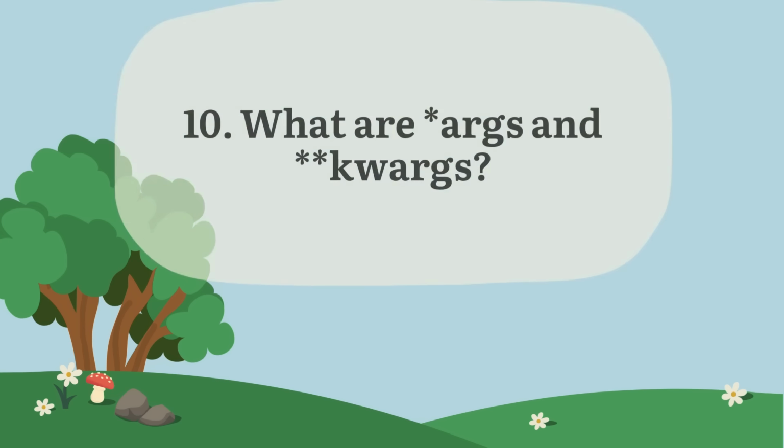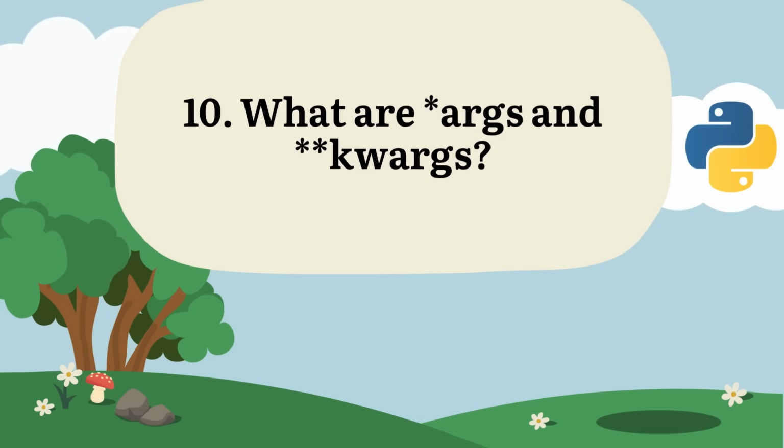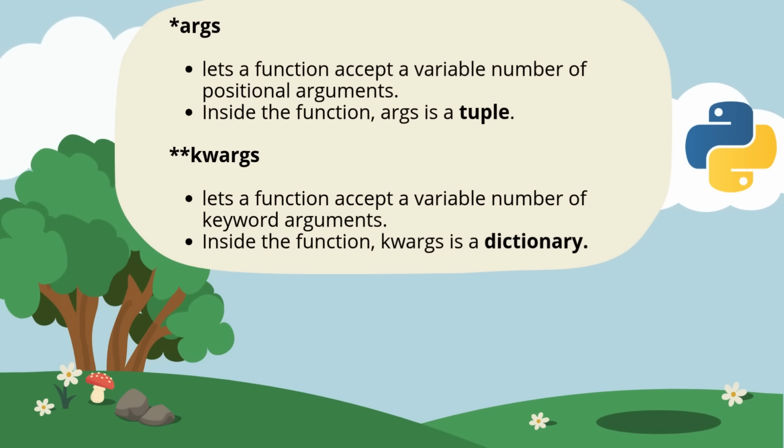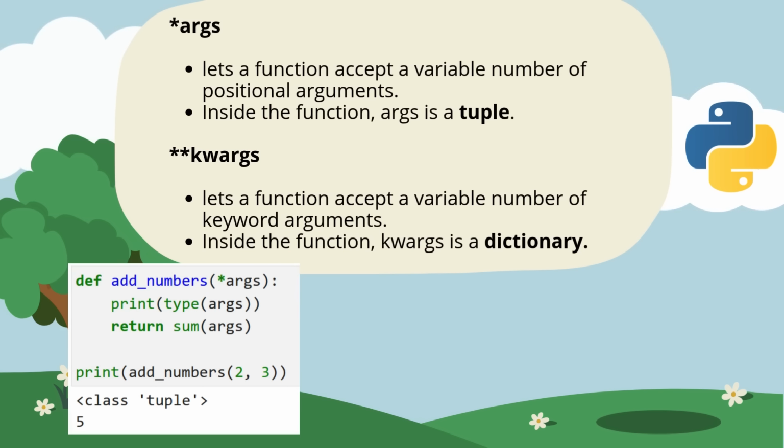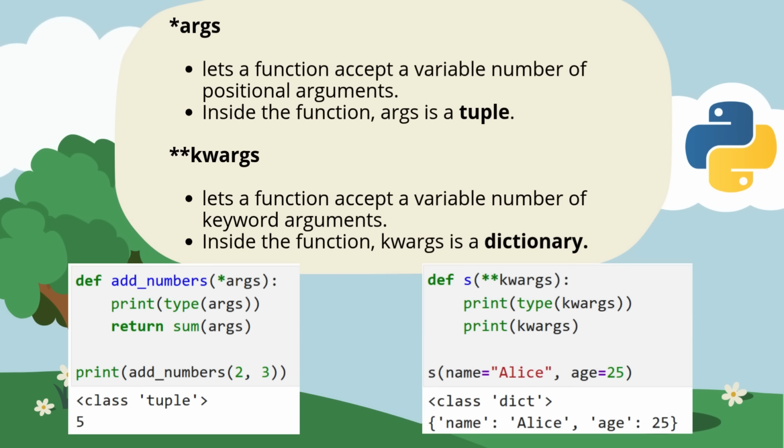Here's your first question. What are args and kwargs? Args allows a function to accept a variable number of positional arguments, collected into a tuple. Kwargs allows a function to accept variable keyword arguments, stored as a dictionary. This makes your functions more flexible and reusable.